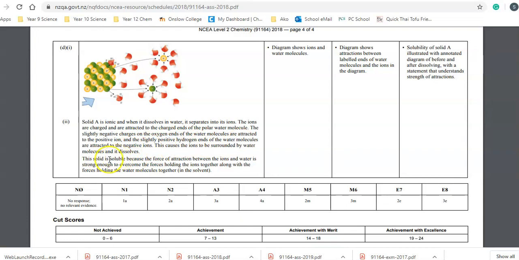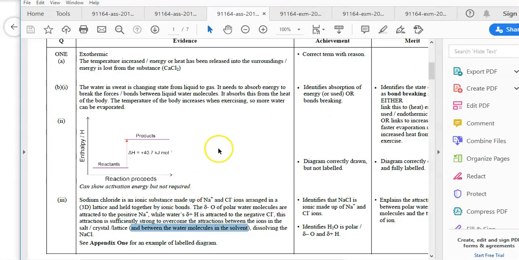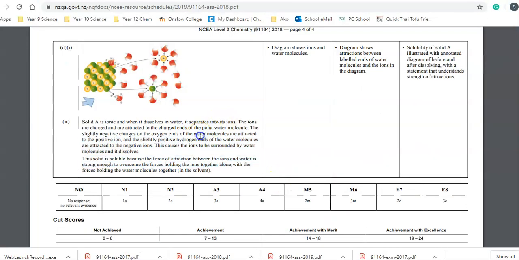The solid is soluble because the force of attraction between the ions and water is strong enough to overcome the forces holding the ions together, along with the forces holding the water molecules together. So that would be a model answer. I probably haven't written as good an answer as that with this one. So maybe this wouldn't get you an excellence just by writing this, but that's why you should always check your answers with the model answers.